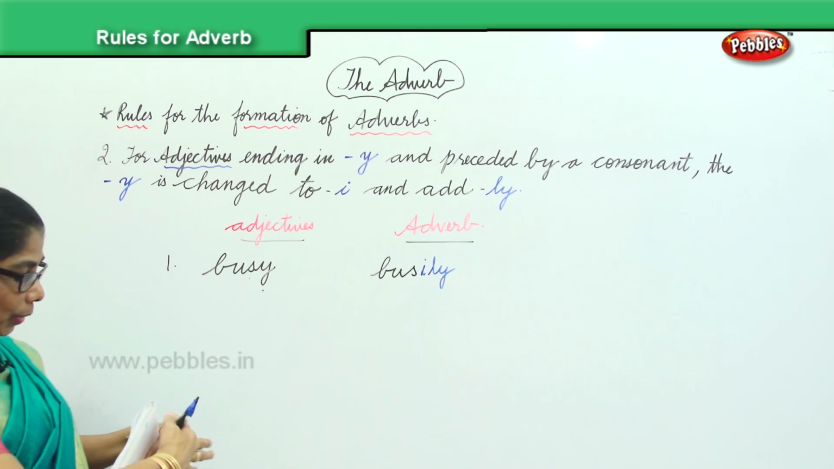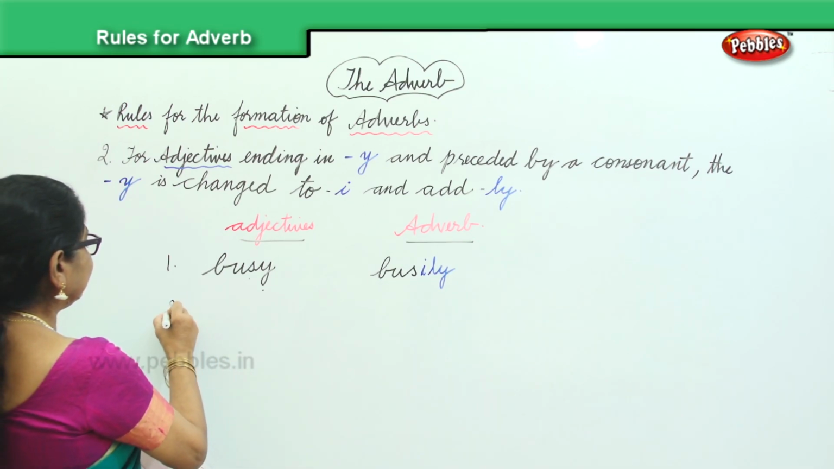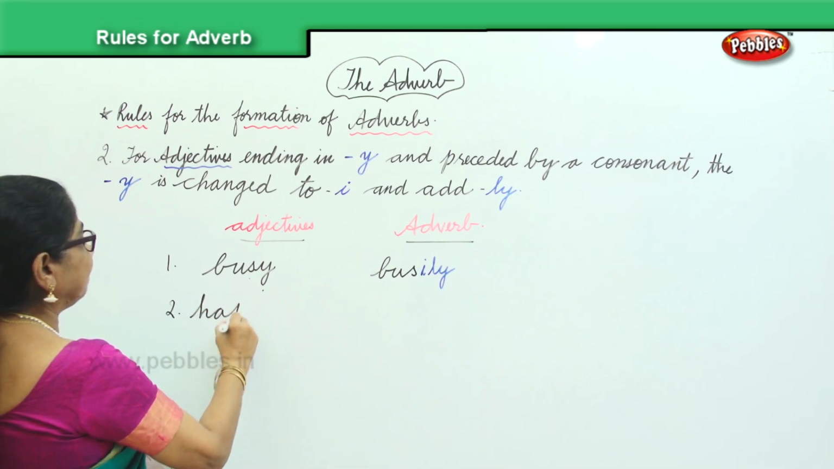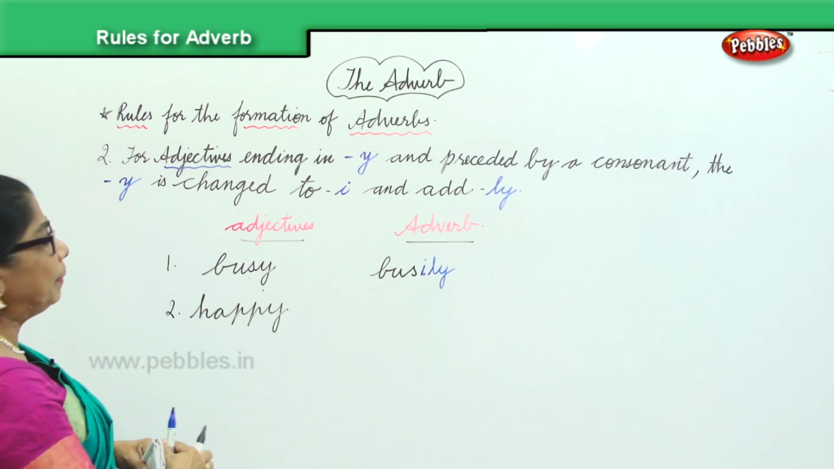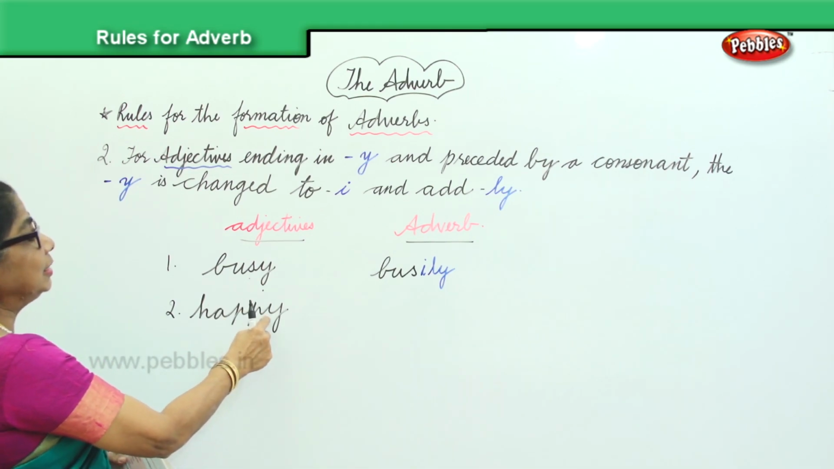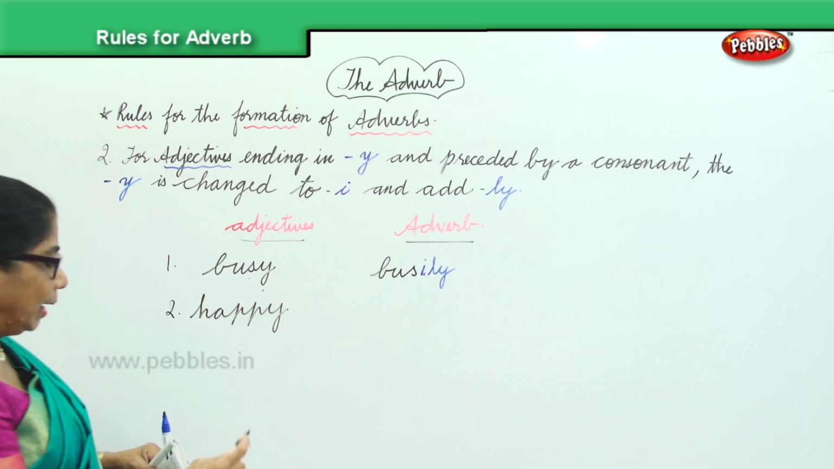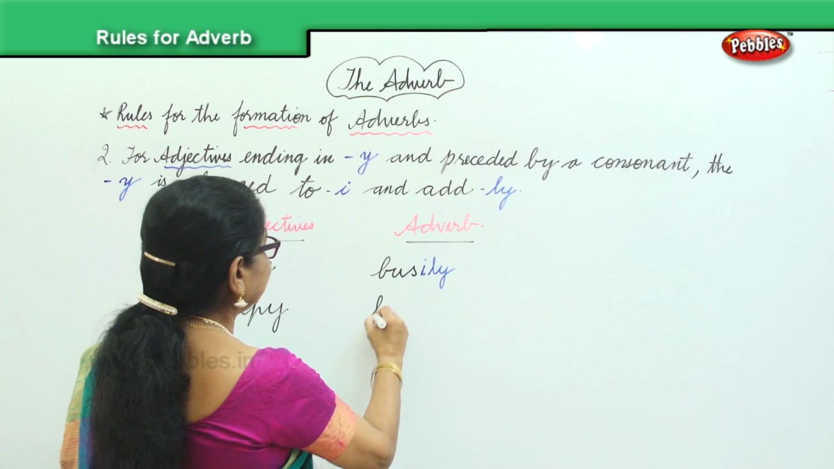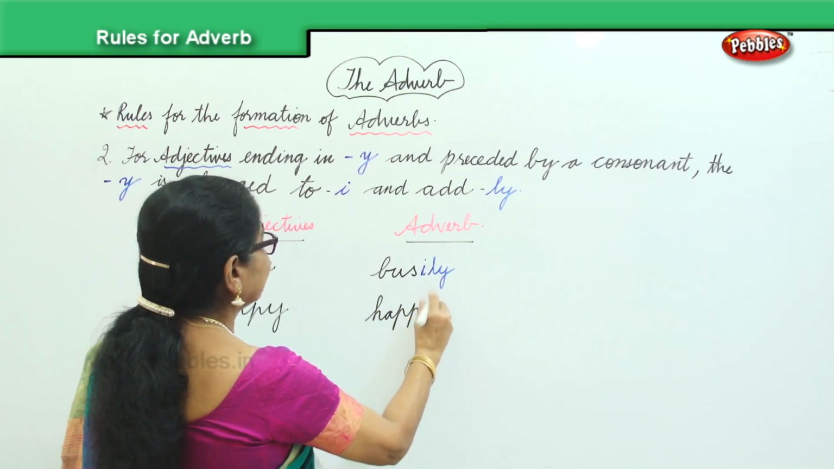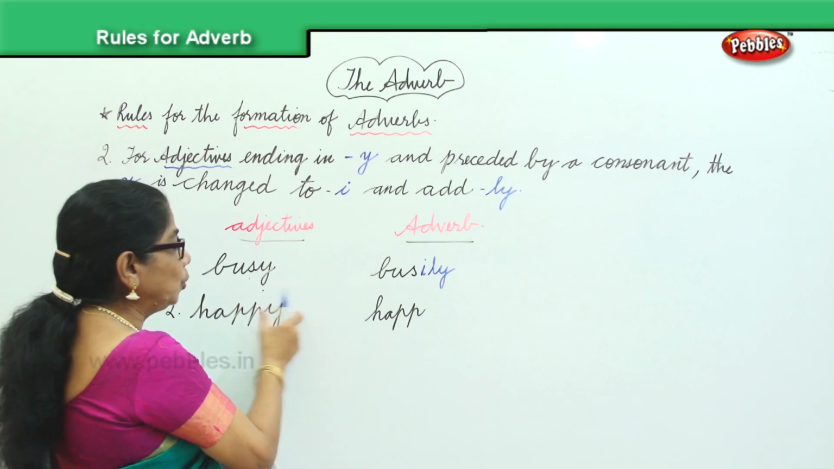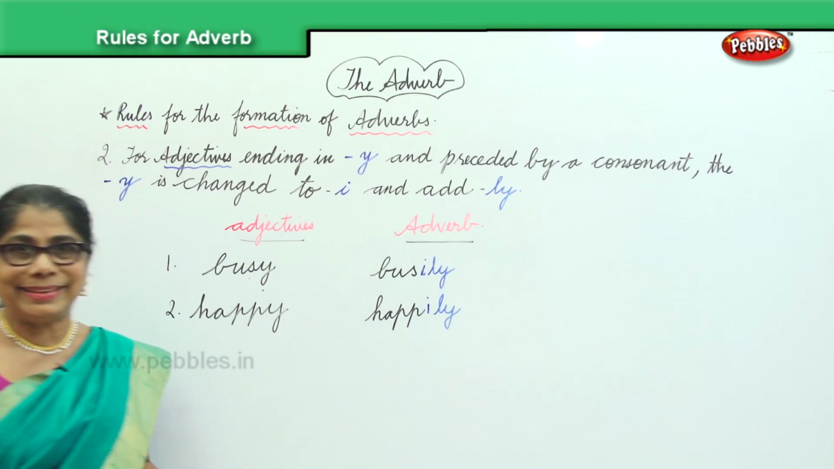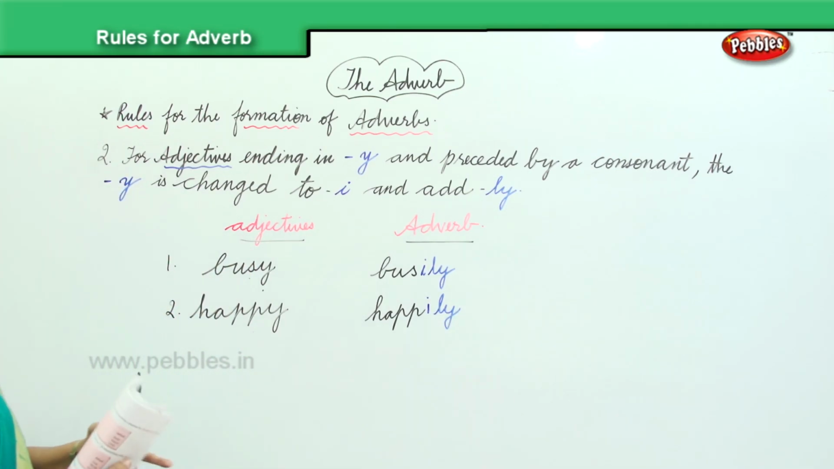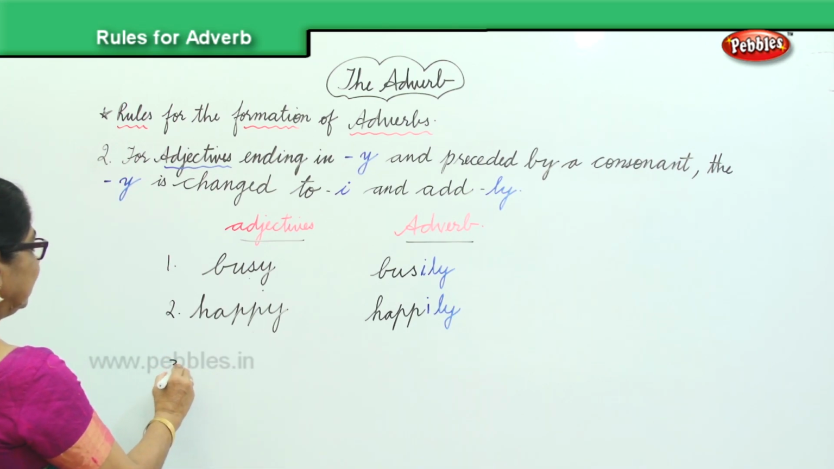Then in the next word you have happy. Again, it is ending in y preceded by a consonant p, then the y changes into i and add ly. So you will write hap, and you change the y into i, add ly, happily. And in the next, the third word you have is lazy.